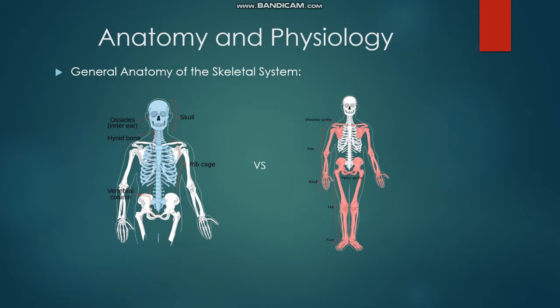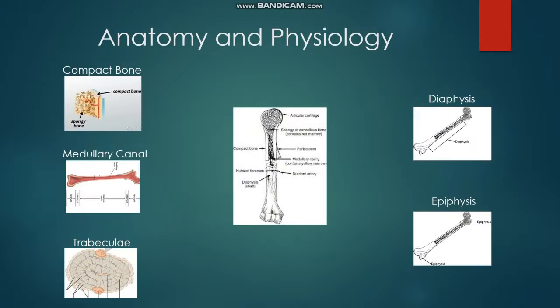For the general anatomy of the skeletal system, it is divided into two parts, namely the axial skeleton and the appendicular skeleton. The axial skeleton contains 80 bones, whereas the appendicular skeleton contains 126 bones. The outer portion of the bone is composed of compact bone, and the inner portion, termed the medullary canal, is made up of cancellous bone. Bone marrow is located within the medullary canal, and it is interspersed between the trabecula.